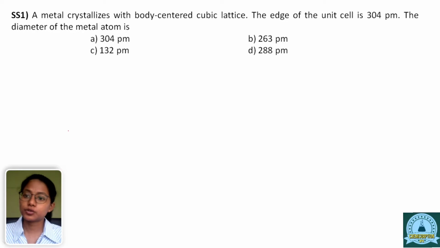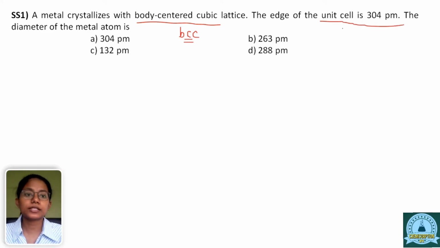So here is the first question. It says that a metal crystallizes with a body centered cubic lattice. So the first clue is that it is a BCC cubic lattice, and the edge length of the unit cell is 304 picometer. So a is equal to 304 picometer. This is given. Now we have to calculate the diameter of the metal atom.